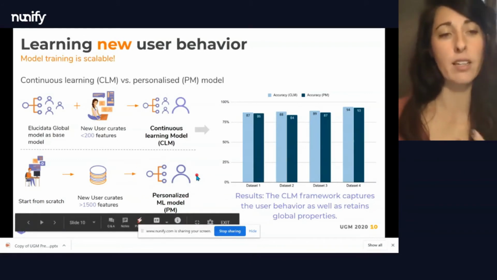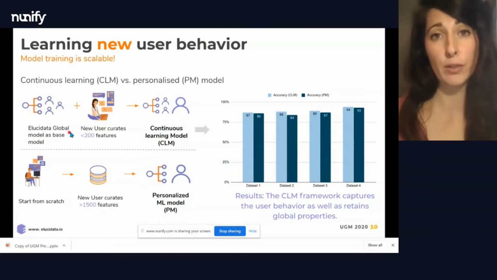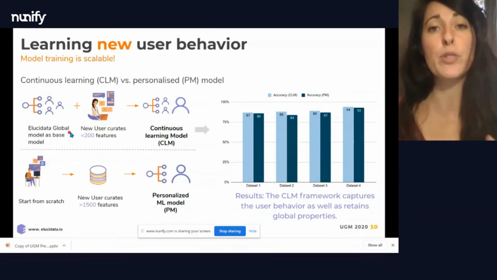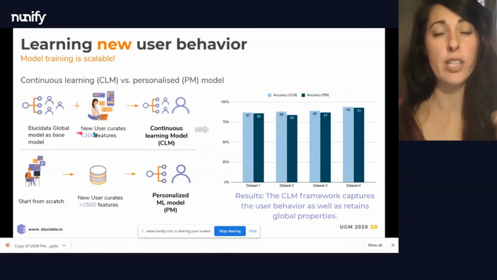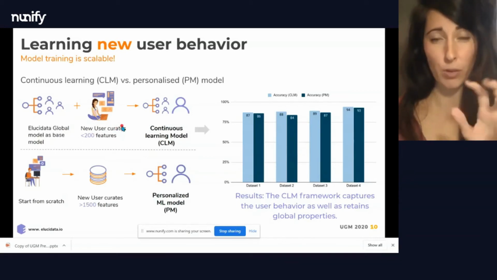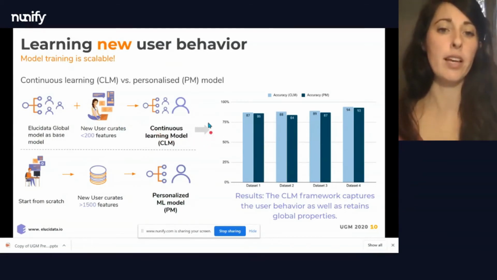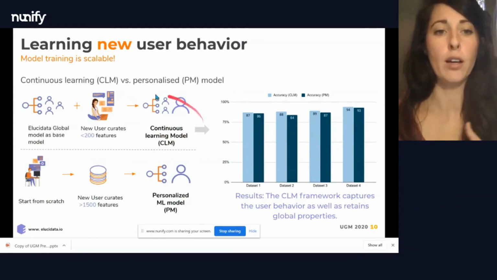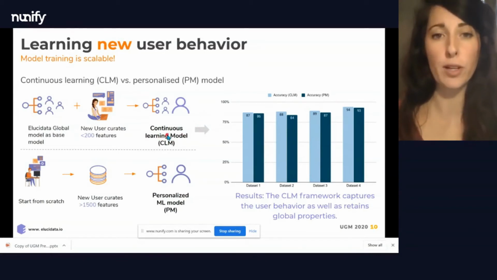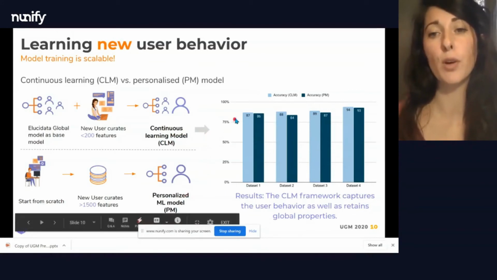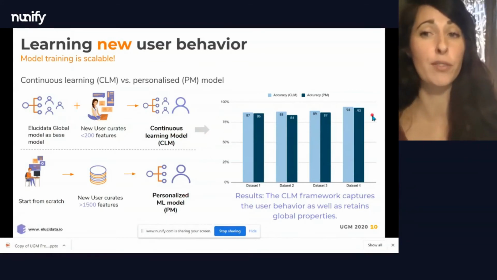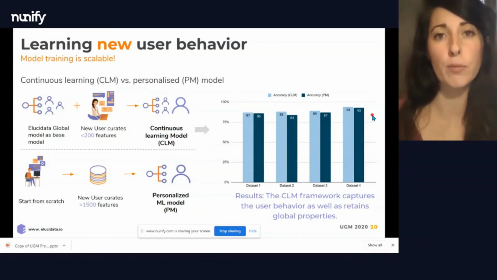The second, in contrast, is where we take the global model that was built at Elucidata and use that as the base model. Then we just ask the user to input a very small, balanced data set, which we determined to be around 200 peaks. And this allowed the model to be a continuous learning one. When we compared the accuracy of the continuous learning model to the personalized model, we found that they were quite comparable. In fact, if anything, the continuous learning model actually outperformed the personalized model.